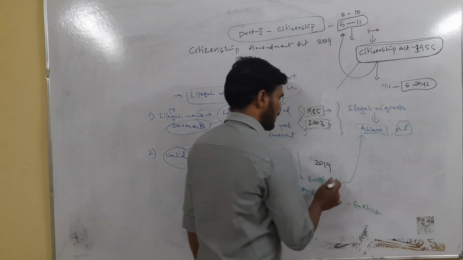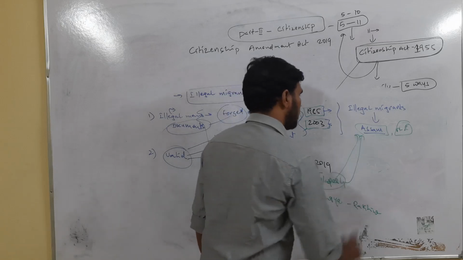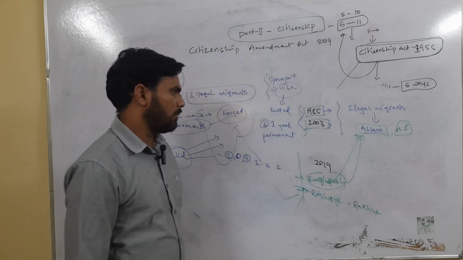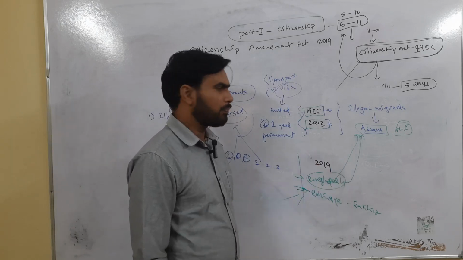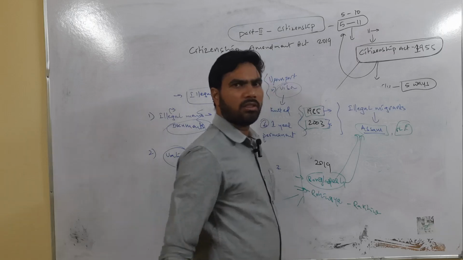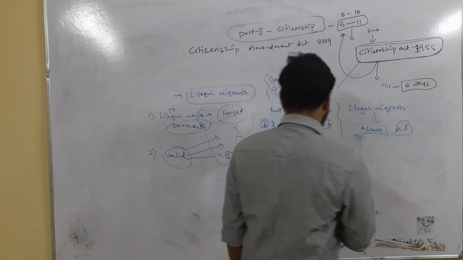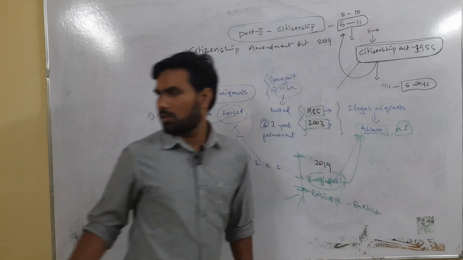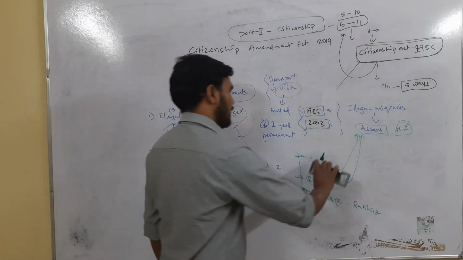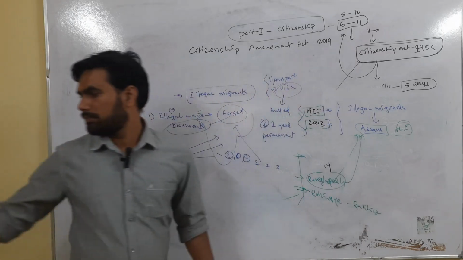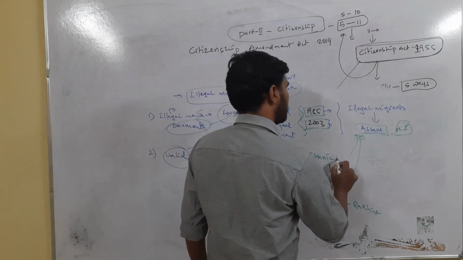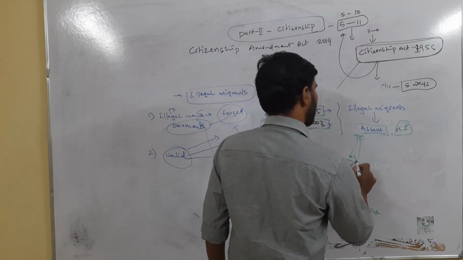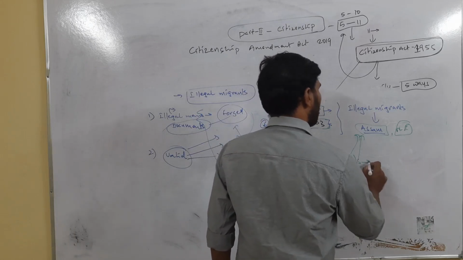Don't worry, we will understand the case of Bangladeshi people entering into our country, especially into the state of Assam. I will explain. These are the two categories of people. Then the third category of people who are illegal migrants into our country are the ethnic Tamils of Sri Lanka, basically from the Jaffna region.